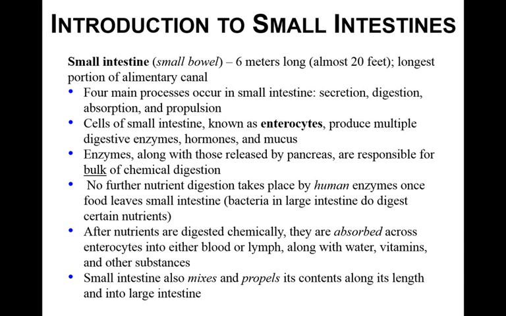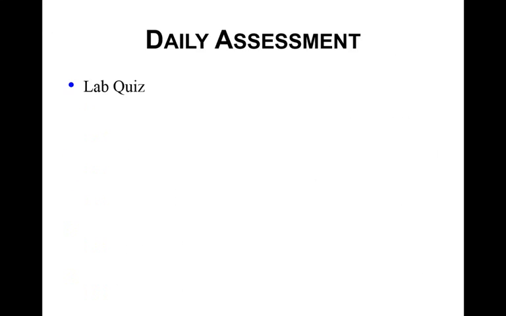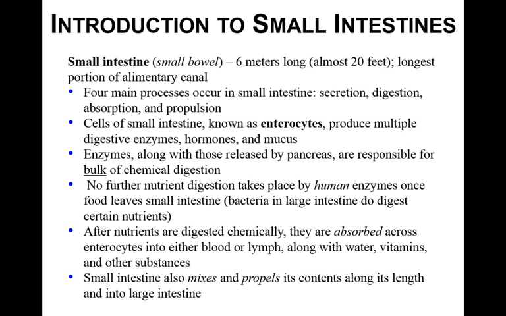Okay, we're going to pick up here in the video C with the small intestines. They are about 6 meters long, so this is the largest part of the canal. And there's 4 processes: secretion, digestion, absorption, and propulsion. The cells are called enterocytes. They produce lots of enzymes, hormones, and mucus.